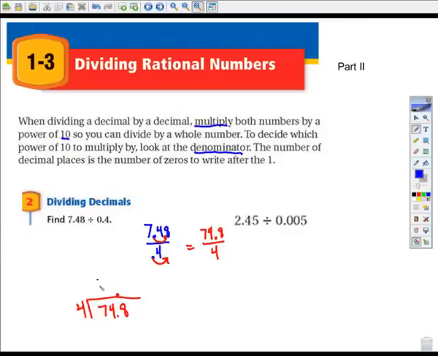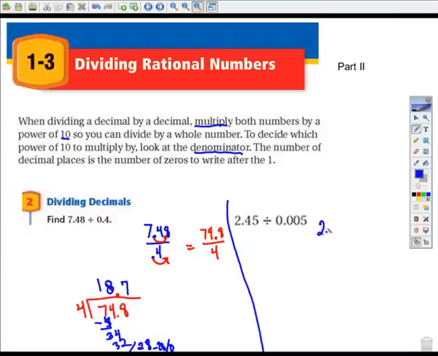So 4 divides into 7 once. I was ahead of myself. 4 times 1 is 4. We subtract and get a 3, bring down the 4. 4 divides into 34, 8 times. 4 times 8 is 32. So when I subtract, I have 2 left. I bring down the 8. 4 divides into 28 exactly 7 times. So I have a remainder of 0. So 18 7/10.